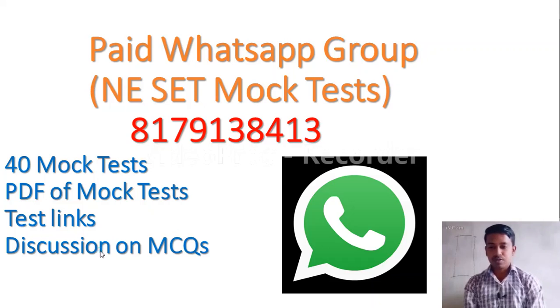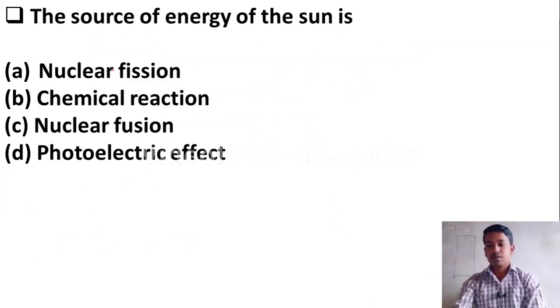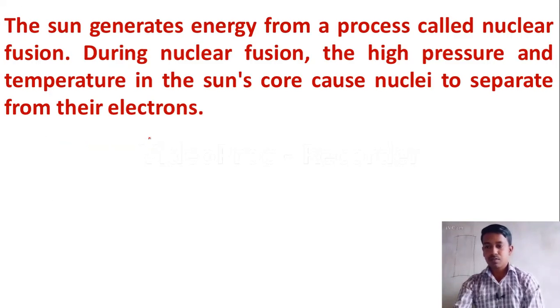Let us move to the questions. Here the question is: the source of energy of the sun is option A nuclear fission, option B chemical reaction, option C nuclear fusion, option D photoelectric effect. Friends, here the right answer is option C, nuclear fusion. The sun generates energy from a process called nuclear fusion. Please remember it.